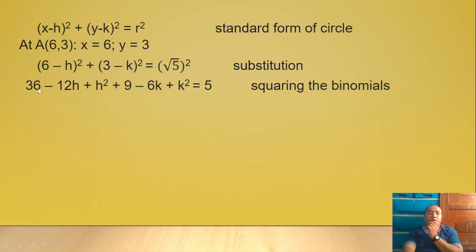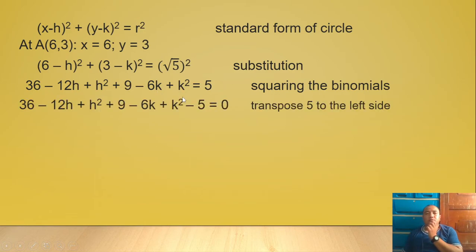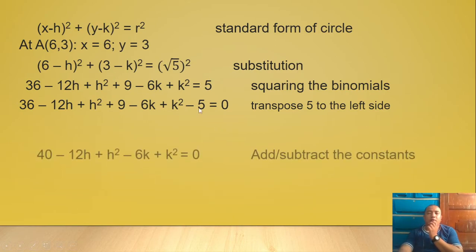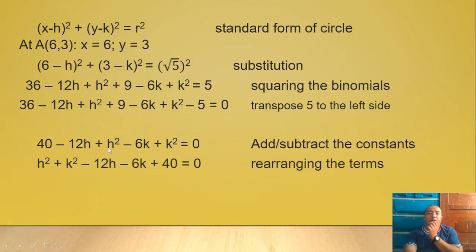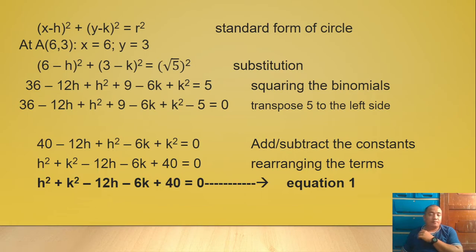Square mo yung 6 minus h, 36 minus 12h plus h squared. Square 3 minus k, 9 minus 6k plus k squared. Then transpose 5 to the left side becomes minus 5. And then add or subtract the constants. Okay, 36 plus 9, 45 minus 5 is 40. Minus 12h plus h squared minus 6k plus k squared. Then rearrange the terms. Let's start with h squared followed by k squared. Minus 12h minus 6k plus 40 equals 0 is our equation 1.